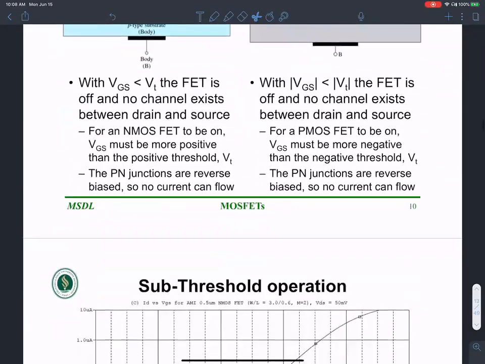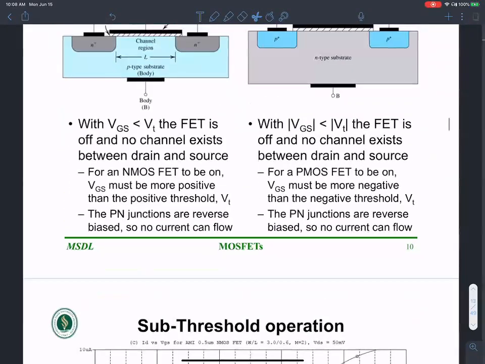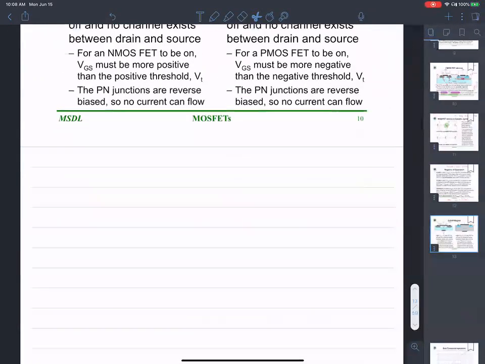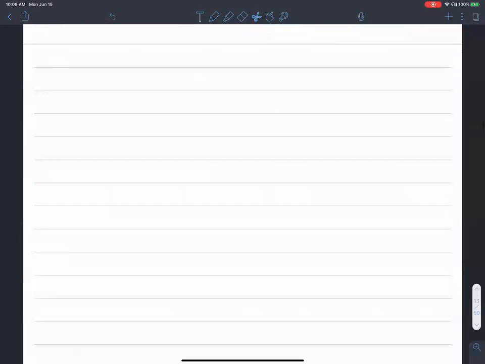Okay. All of this we covered in the last class. So let me add a page here. NMOS transistor. Regions of operation.